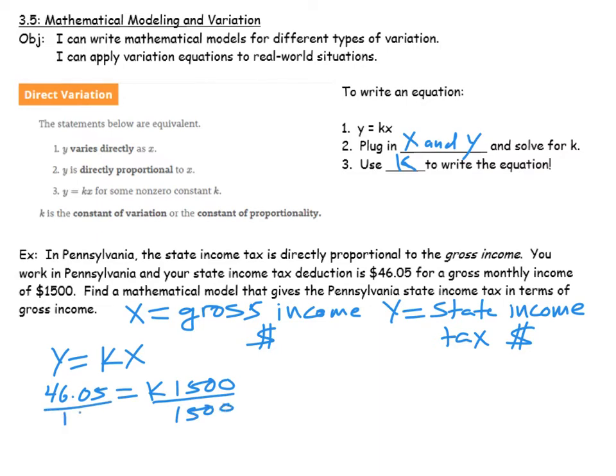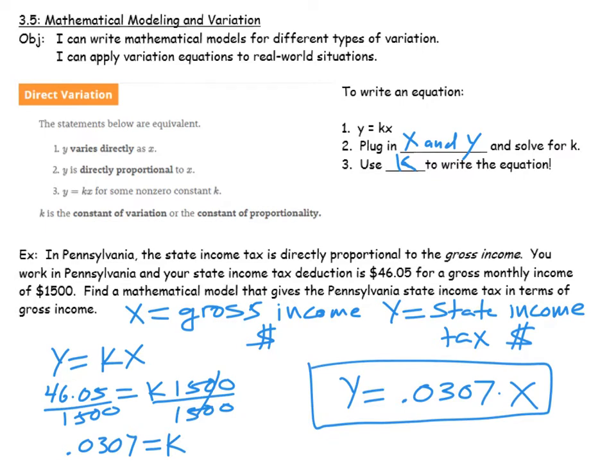You'll see a theme on all these today, other than the last one, which is a little bit trickier because it has 2 types of variation on it. The steps to solve are not extremely long. I probably need a calculator to help me out with 46.05 divided by 1,500. And then to write my final answer, y equals 0.0307 times x. And there you go.